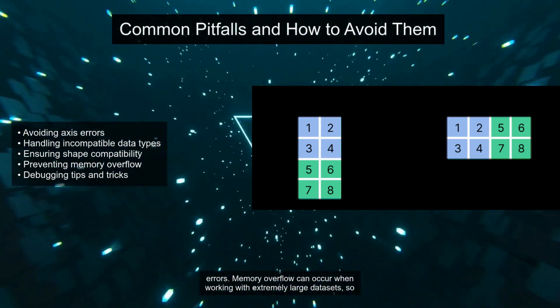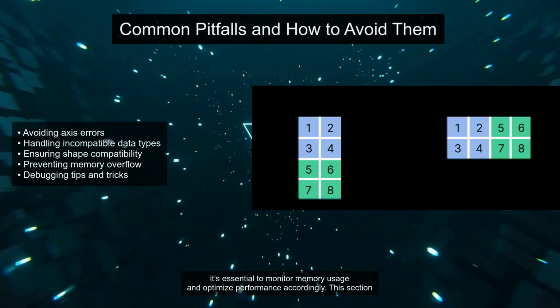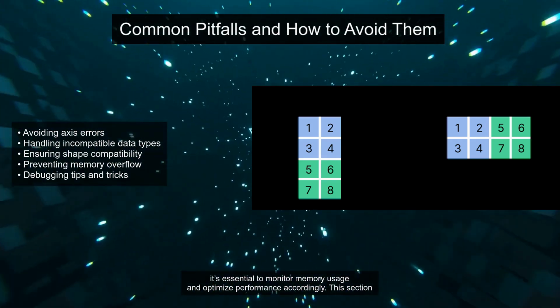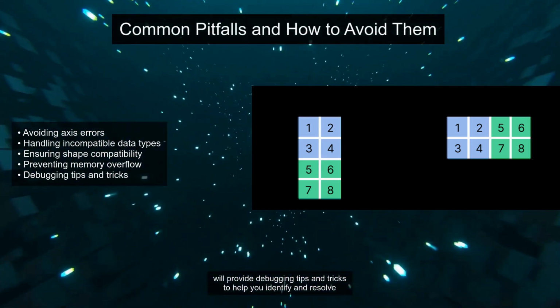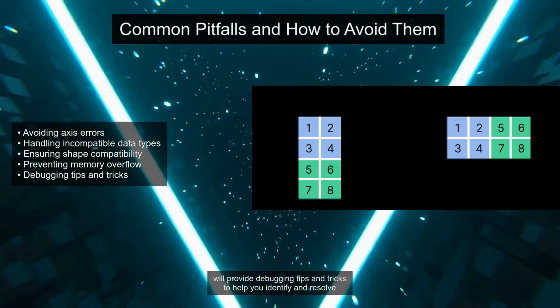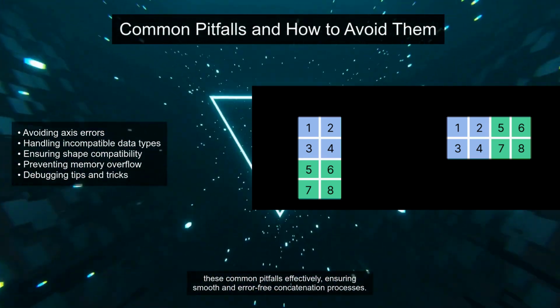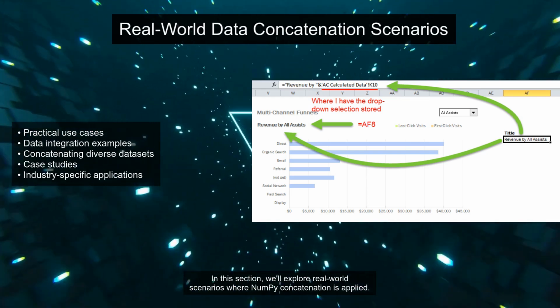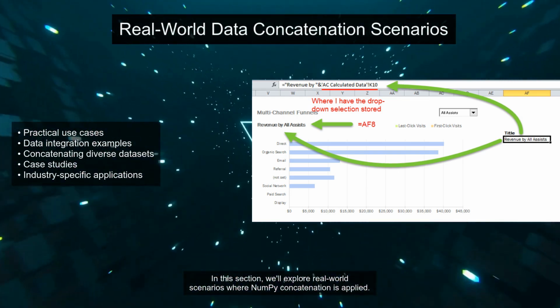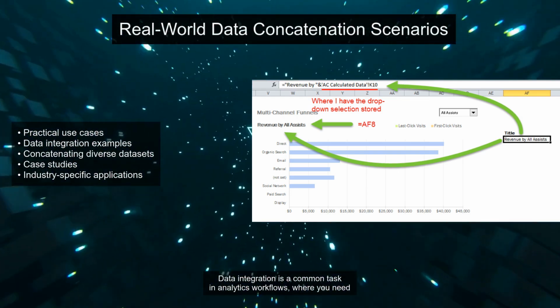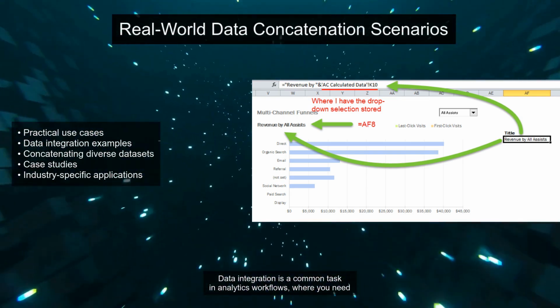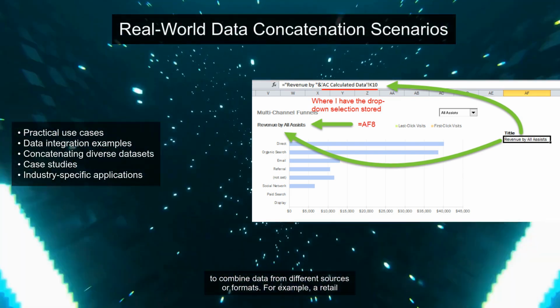Memory overflow can occur when working with extremely large datasets, so it's essential to monitor memory usage and optimize performance accordingly. This section will provide debugging tips and tricks to help you identify and resolve these common pitfalls effectively, ensuring smooth and error-free concatenation processes. In this section, we'll explore real-world scenarios where NumPy concatenation is applied. Data integration is a common task in analytics workflows, where you need to combine data from different sources or formats.